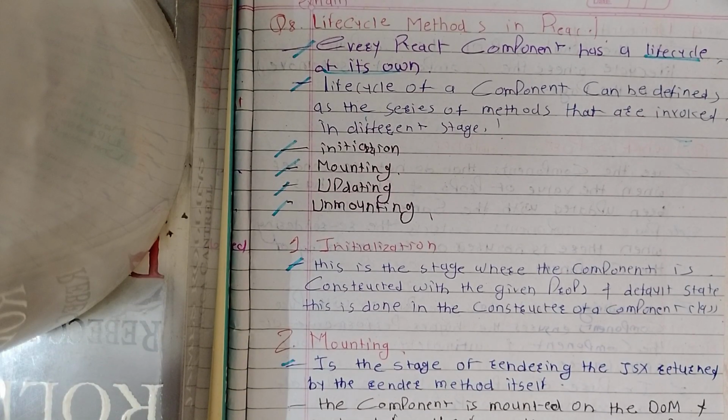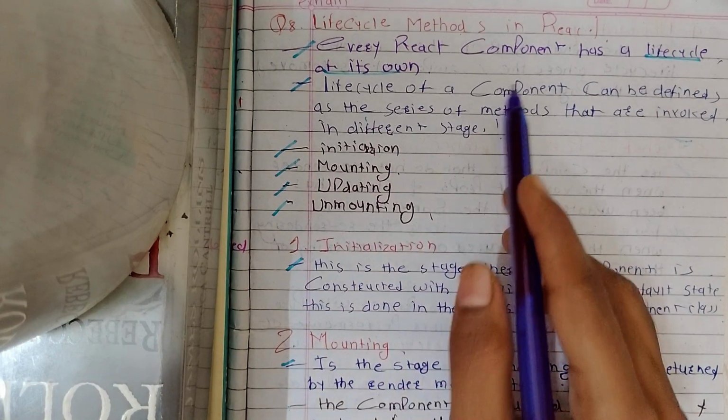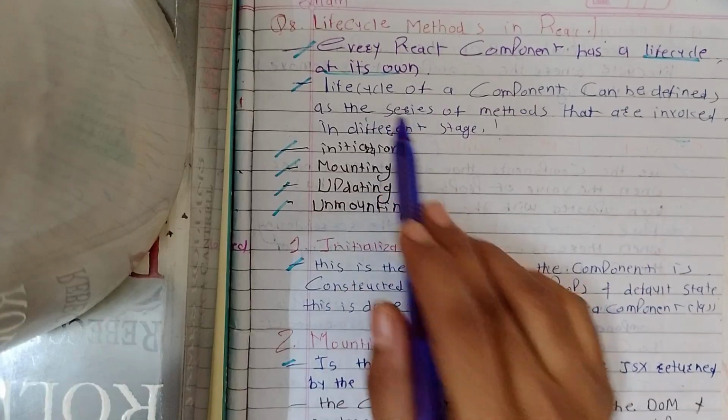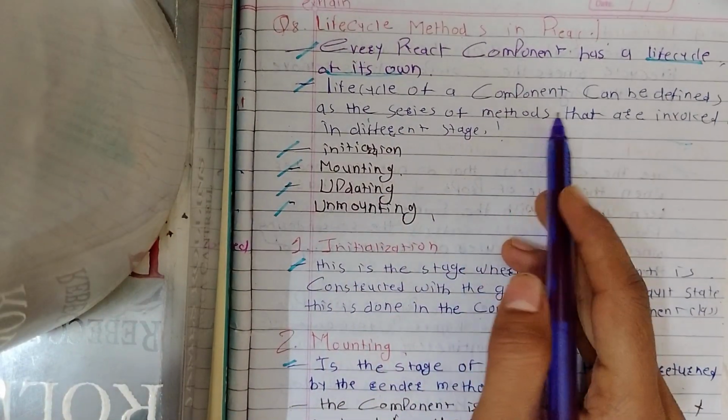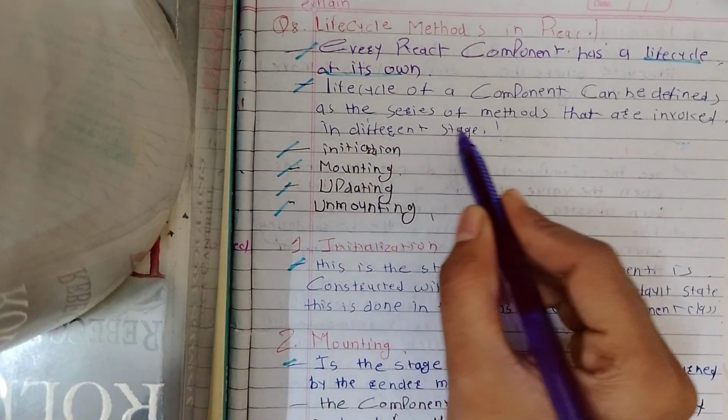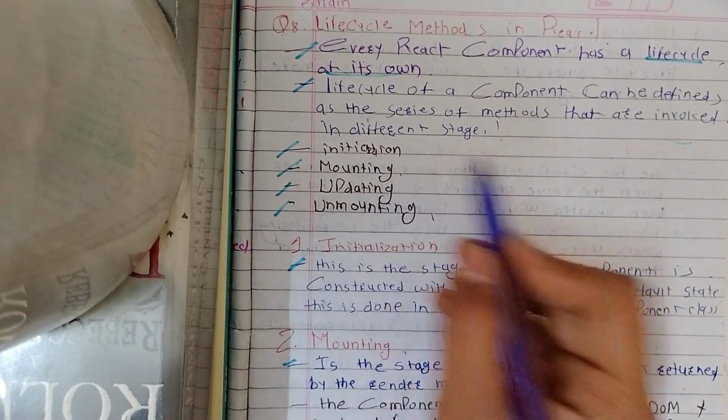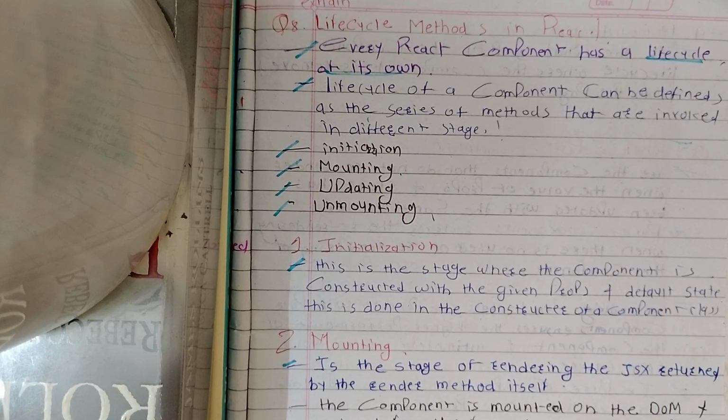a life cycle method in React. So basically every React component has a life cycle of its own. The life cycle of a component can be defined as a series of methods that are invoked in different states. Life cycle methods are generally used for updating.